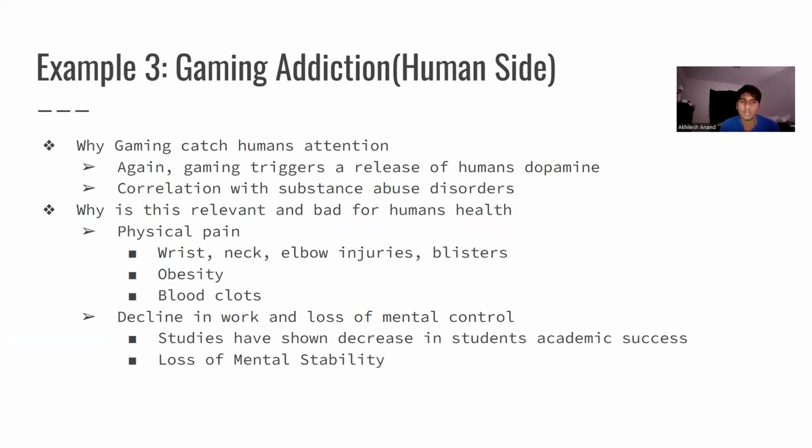Now, gaming addiction. Why does gaming catch humans' attention? Gaming triggers a release in the human dopamine system and correlates with substance abuse disorders. The same reasons people criticize substance abuse are the reasons gaming triggers the dopamine system, because people use substance abuse to feel good. It's the same reason people use gaming: it's a new form of entertainment and a way to find leisurely activities in their daily lives.